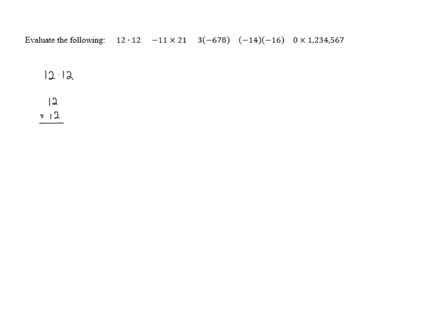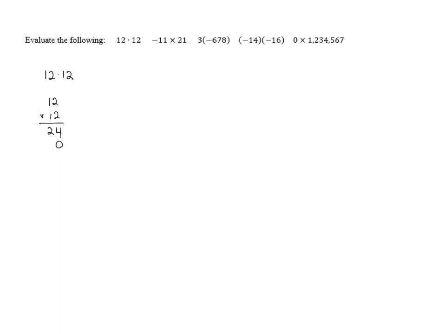Now, as always, we're going to start with the rightmost digit in the bottom row. That's 2, and we're going to multiply it by the digits in the top. 2 times 2 gives us 4, and then 2 times 1 gives us 2, so that gives us 24. Now, when we move over to the 1, because that's the tens place, to make our answer start in the tens place, we're going to have to put a 0 here as a placeholder.